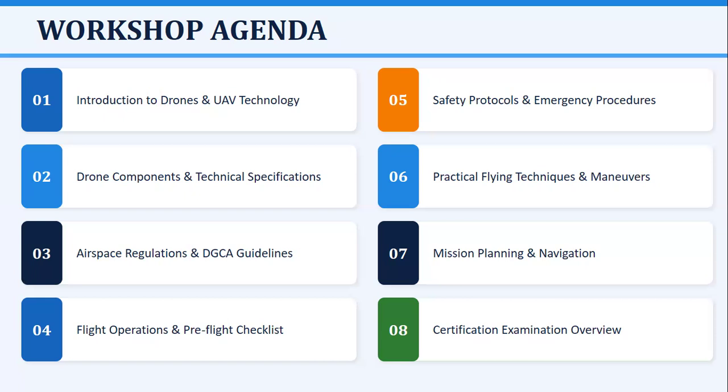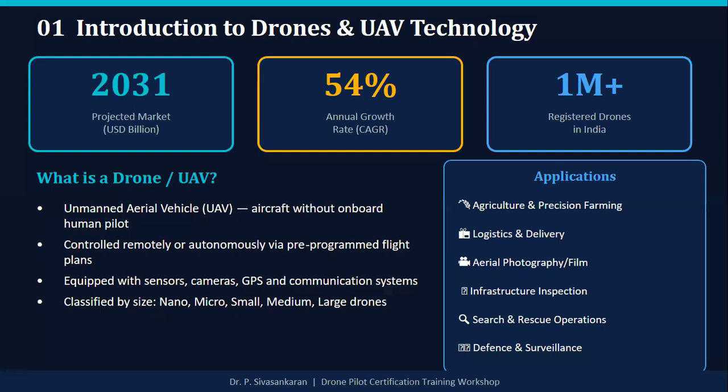First, we are going to discuss the basic introduction to drone and unmanned aerial vehicle technology. The drone is also referred to as an unmanned aerial vehicle, which is an aircraft that operates without pilot intervention. Drones can be controlled remotely or fly autonomously using a pre-programmed flight path. Modern drones are equipped with cameras, GPS systems, communication modules, and various sensors.